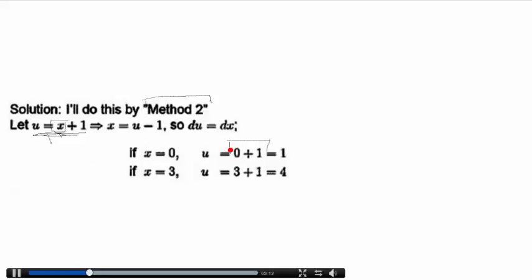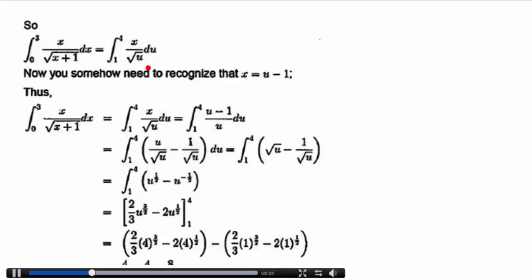So in this case we'll just have u, so it's 0 plus 1, because x is equal to 0, just substitute in this formula over here. This is 0 plus 1, which will give us 1, and then we have u is equal to 3 plus 1, which is basically 4. Okay, so once we got our limits of integration from 1 to 4, our limits of integration is 1 to 4. Now we get that part.